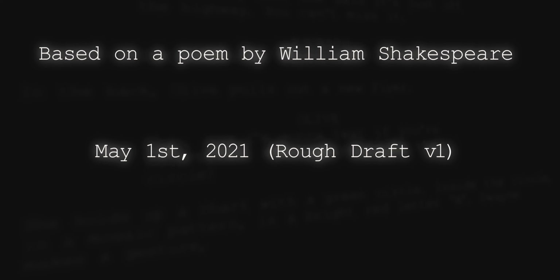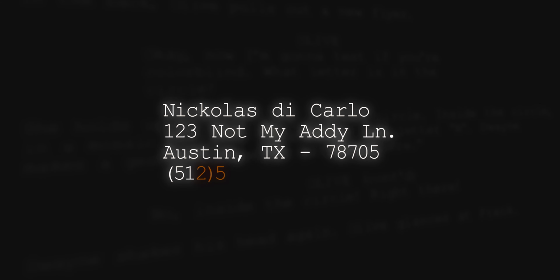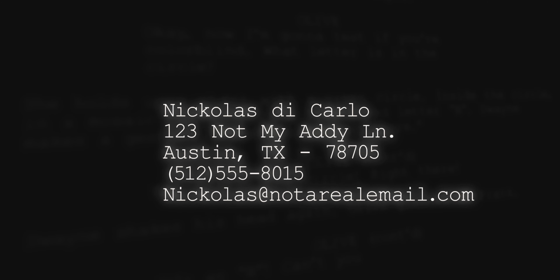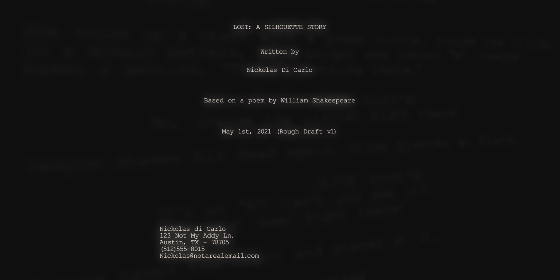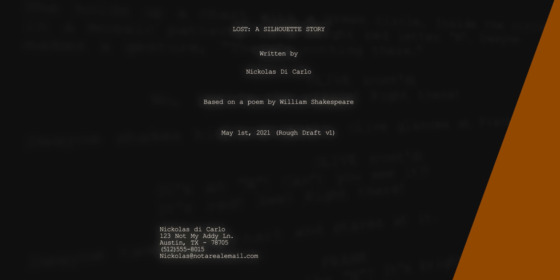Finally, you should include some contact information in the bottom left-hand corner of your title page. Information to list here would be your name, mailing address, phone number, and email address. You don't have to include all of these, but do try to include at least 2, because the people reading your script need to know how to get in touch with you if it turns out that they like it.